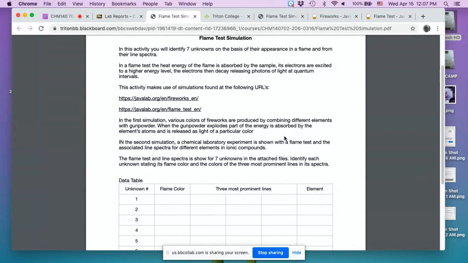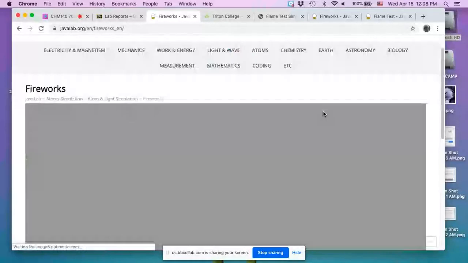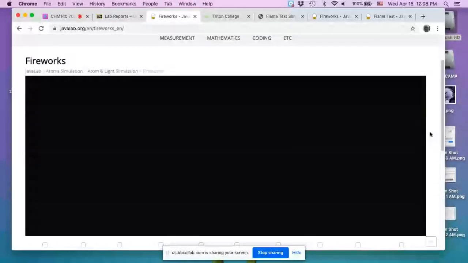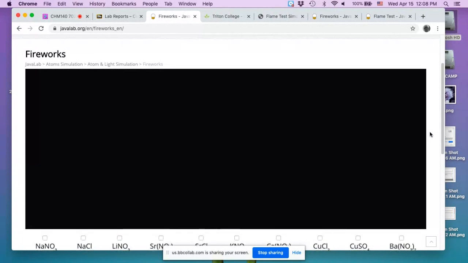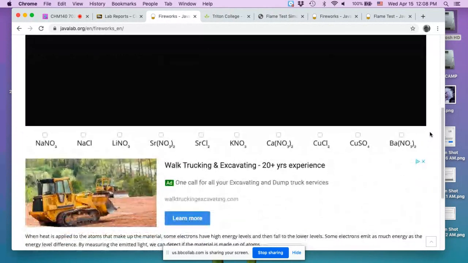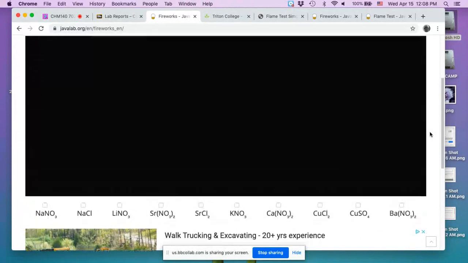This first part, the fireworks simulation, if you click on it, it's going to open up this page. These are free simulations, so there are some ads on the page. You know, trucking and excavating, 20 plus years of experience. I have no idea why they decided to put that one on there.